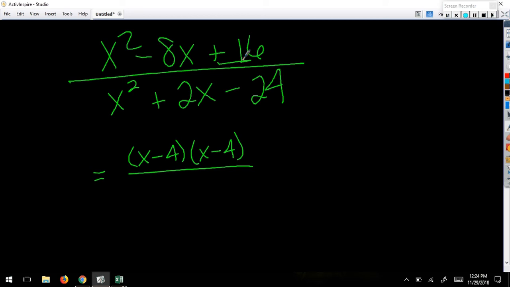How about the bottom? Multiplies to negative 24, but adds to positive 2. 6 and negative 4. Positive 6. And understand these are just this easy to factor because the leading coefficient is 1. Okay, be careful.